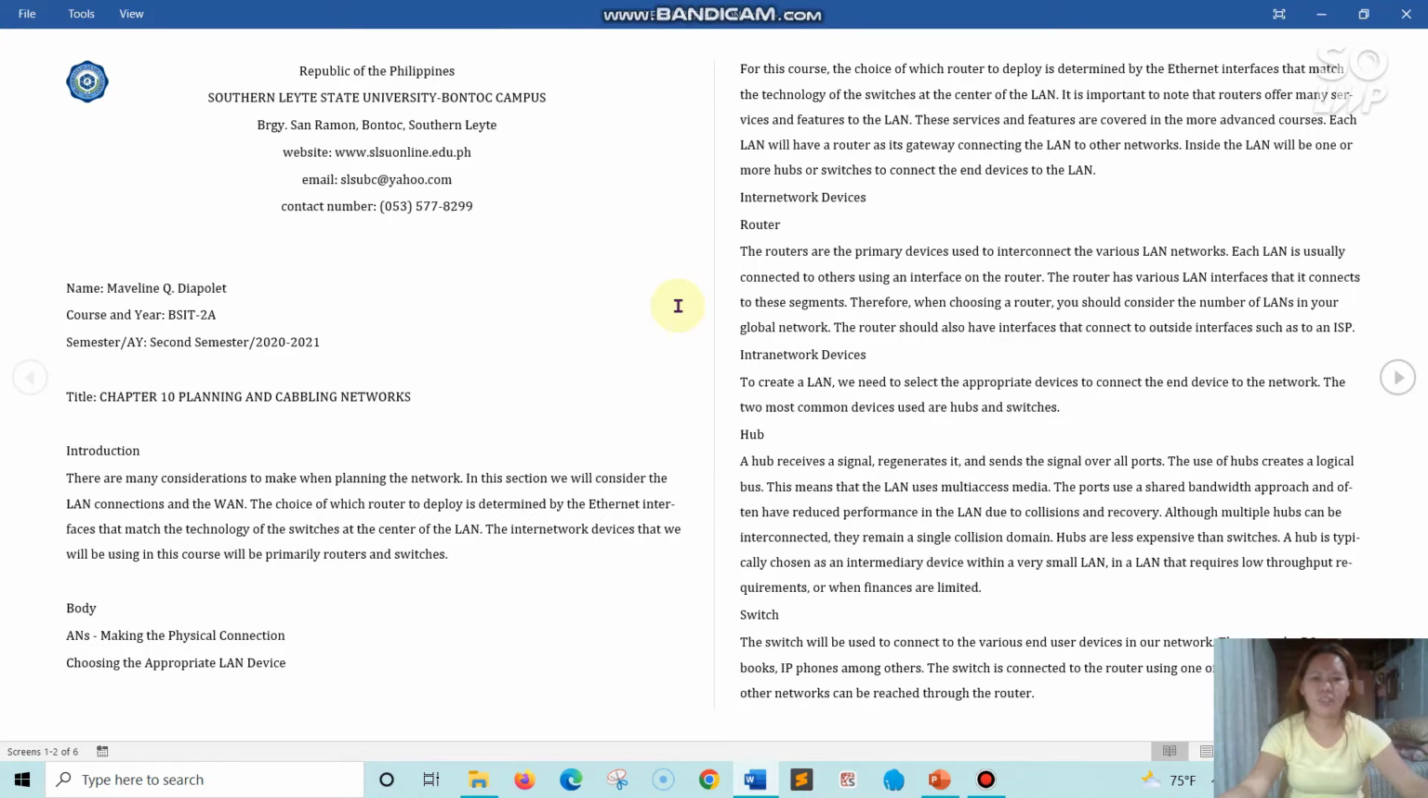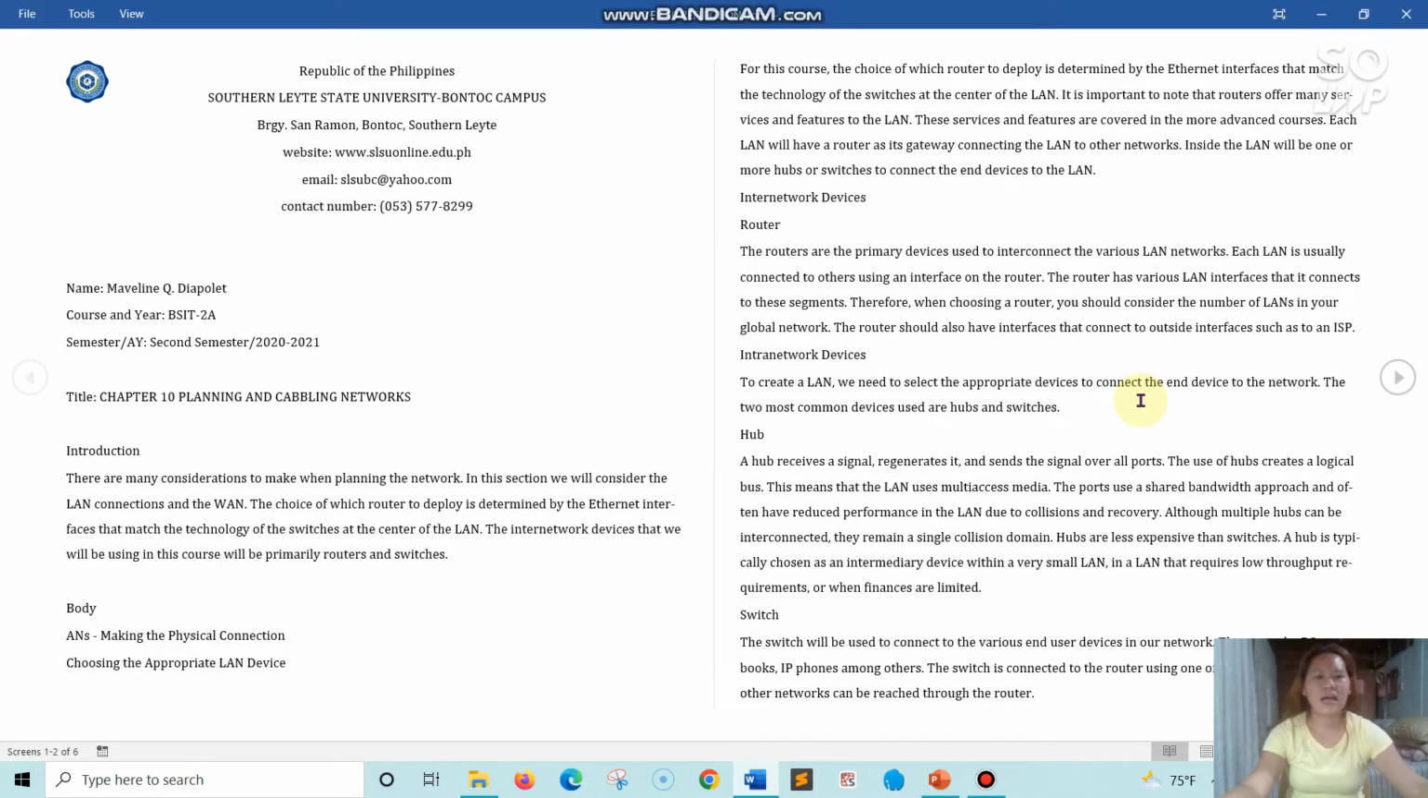So the inter-network devices that we will be using in the course will be primarily routers and switches. Making the physical connection, choosing the appropriate LAN device. For this course, the choice of which router to deploy is determined by the Ethernet interfaces that match the technology of the switches at the center of the LAN. It is important to note that routers offer many services and features to the LAN. These services and features are covered in the more advanced courses.